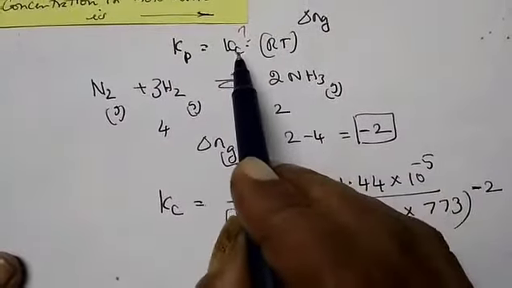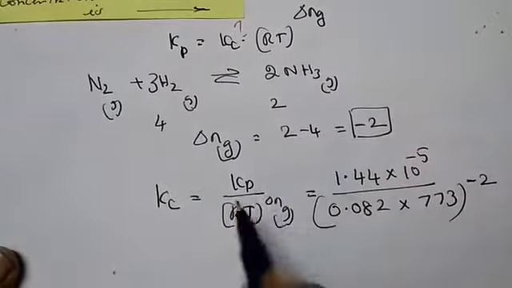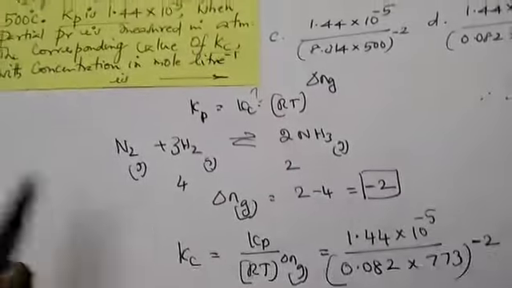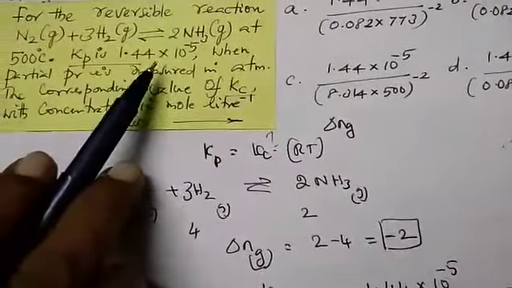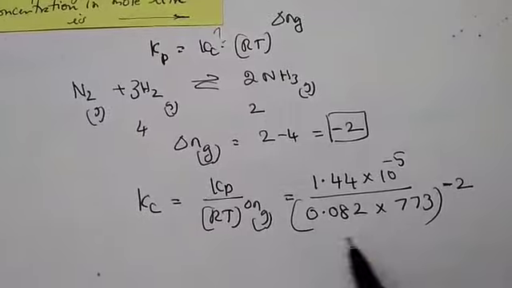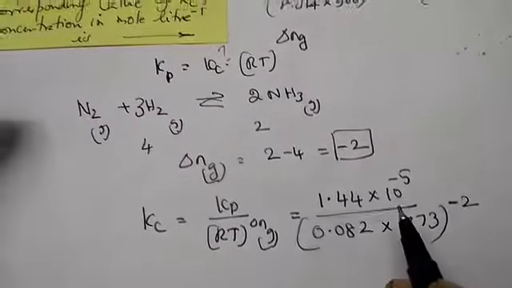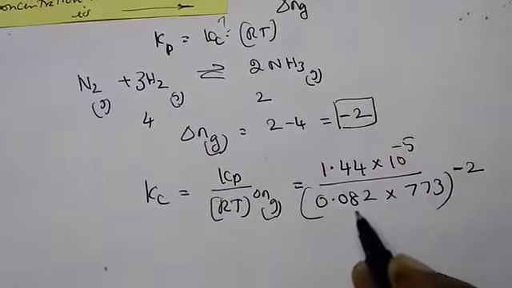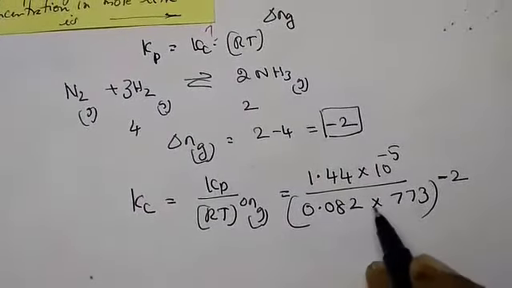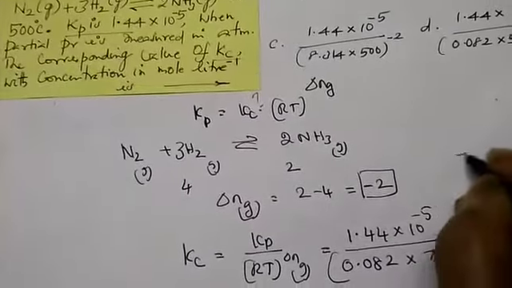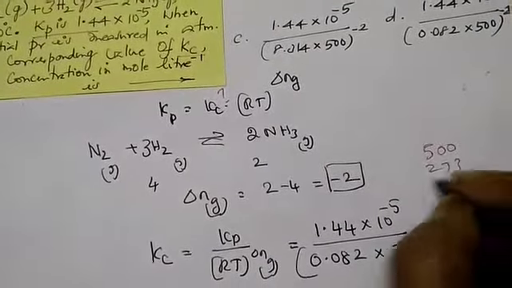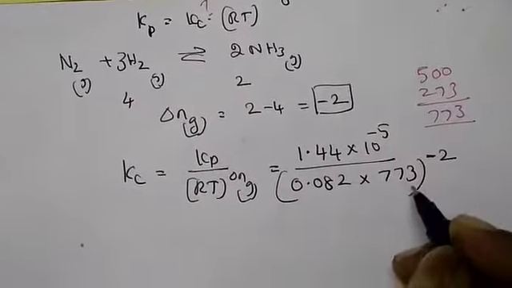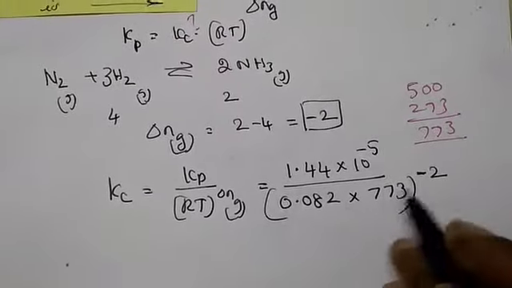Now you want Kc, so the formula becomes Kp divided by RT. Let us write the Kp value from the sum: 1.44 into 10 power minus 5 divided by R. Because it is given in terms of atmosphere, we take the R value as 0.082 liter atmosphere. The temperature in the sum is given as 500 degrees, so convert it to Kelvin: 773 Kelvin, to the whole power delta Ng, which is minus 2.